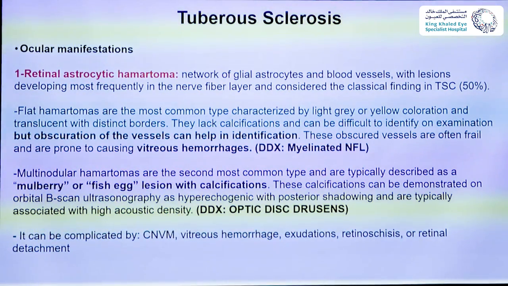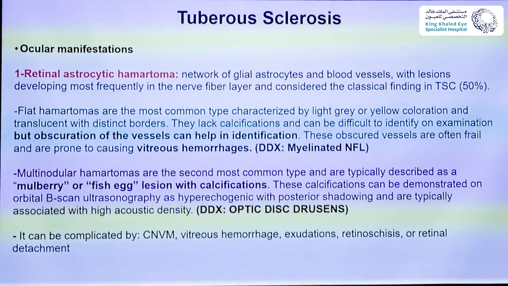What we can see most of the time is the multinodular hamartoma, which is considered maybe a transition of the flat hamartoma, but they develop calcification afterwards and, being nodular, can be easy to identify. Because of the calcification, you will find it as a hyperechogenic mass with posterior shadowing. If the multinodular hamartoma is near the optic disc, again a lot of cases were diagnosed as optic disc drusen, but were found to be multinodular hamartoma due to tuberous sclerosis because of the calcification.